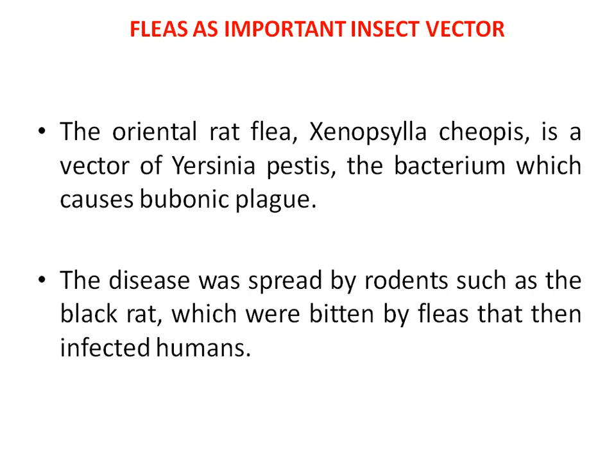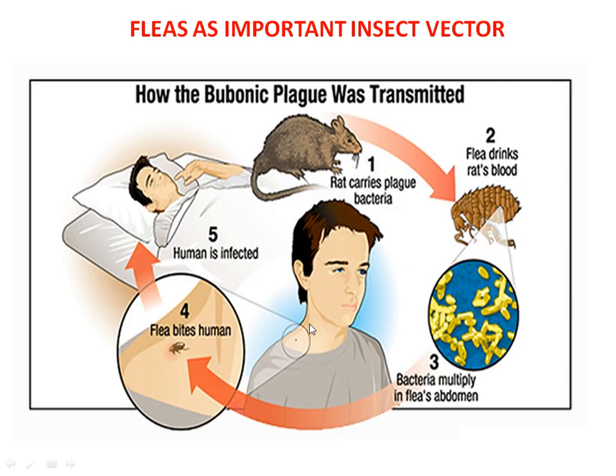The disease was spread by rodents such as the black rat, which were bitten by fleas that then infected humans. Once the fleas bite the black rat and then the human beings, naturally the Yersinia pestis enters into the body of the human host.